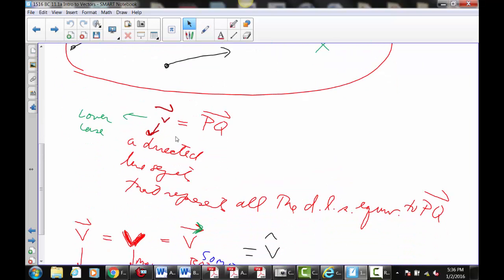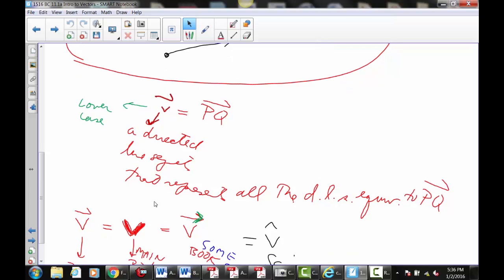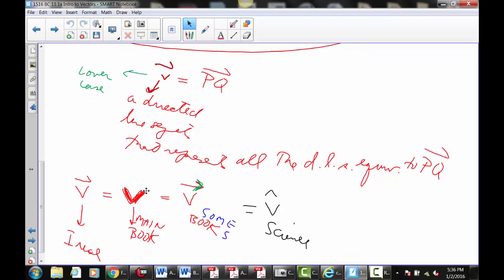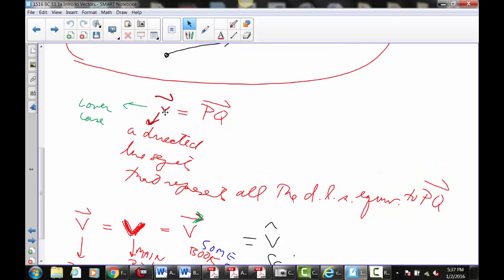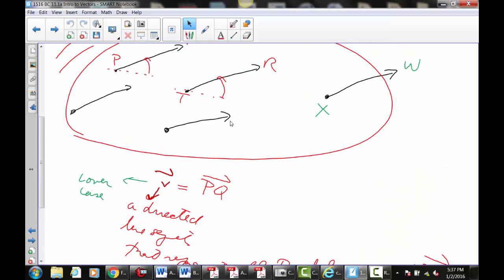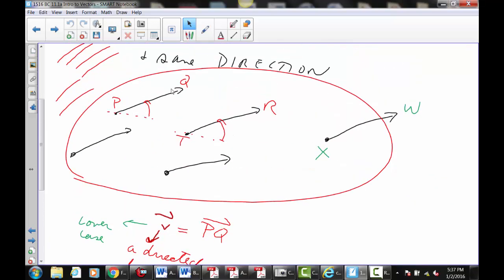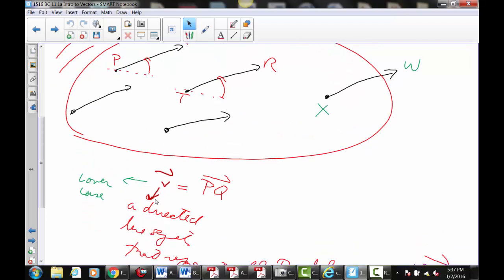A vector can be represented with a lowercase letter with the arrow over the top. Now, the textbooks are going to make it in bold print with no arrow over the top. Some books will have a double-headed arrow. I prefer to use the single-headed arrow. It's very hard when you're writing to make it bold print. It is a lowercase letter, and in other words, I could call this vector PQ and just give it a single name of vector V.